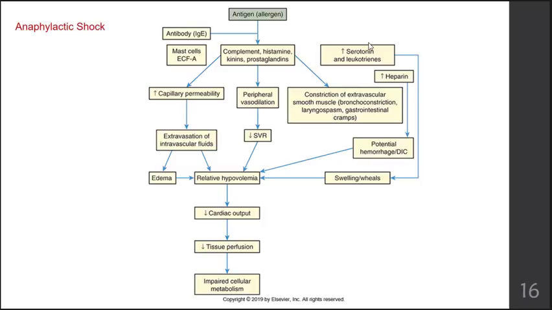The last point to make is that these mediators can also lead to constriction of the extravascular, so outside of the vessels, the smooth muscle. And that's why some people that have anaphylactic shock will end up with difficulty breathing because of bronchoconstriction and even laryngospasm.